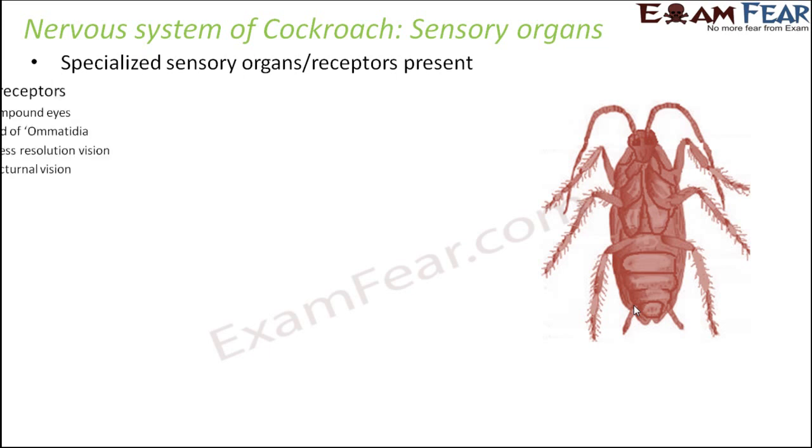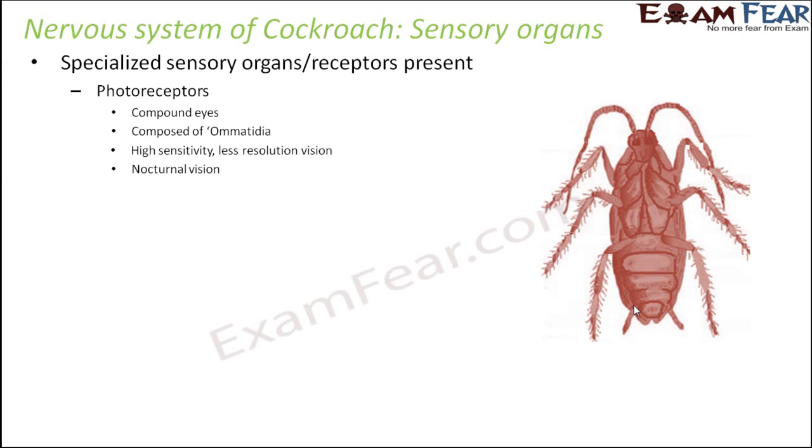Photoreceptors, that is those organs which can feel the presence of light. For that they have the compound eyes. This is a pair of compound eyes. They are composed of ommatidia. Ommatidia are basically the photoreceptor units. They have high sensitivity, however less resolution vision. They have nocturnal vision, that is they can see at night. That is due to the property of the ommatidia.